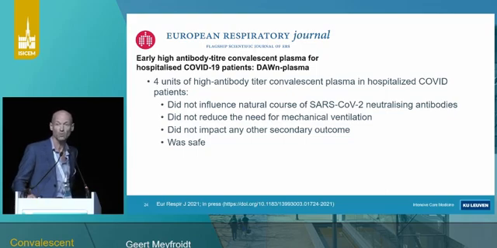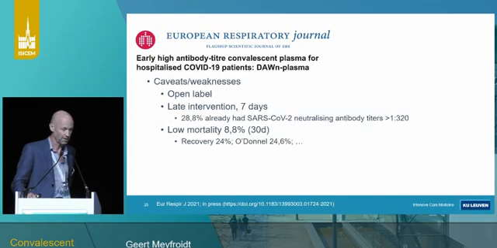So to conclude, 4 units of this high antibody titer plasma did not influence the natural course of neutralizing antibodies, did not reduce the need of mechanical ventilation, did not impact on any other secondary endpoint, and I have not shown you the safety endpoints, but there was no problem with safety of the intervention.